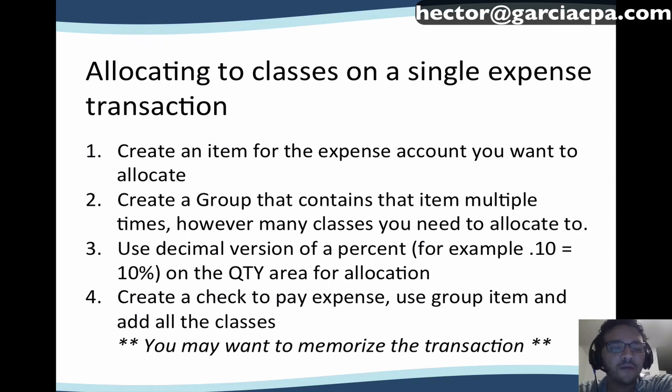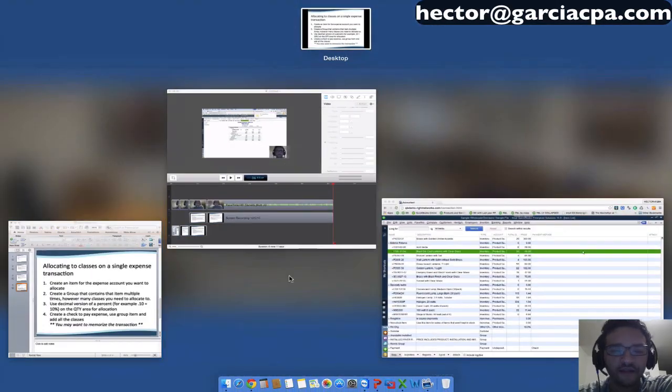And then we're going to create the check to pay the expense and use that group item, which is going to automatically populate all the items multiple times, and you're just going to add the classes that you want to allocate to. Finally, you're probably going to want to memorize the transaction, because if it shows up again, you don't want to do all the steps over again. All right, so let's do the example.